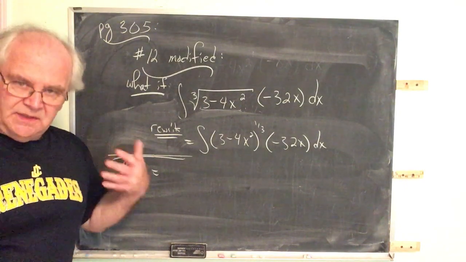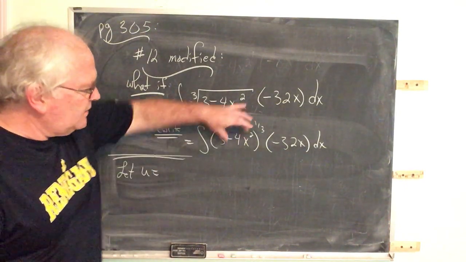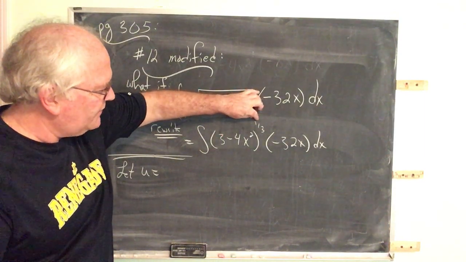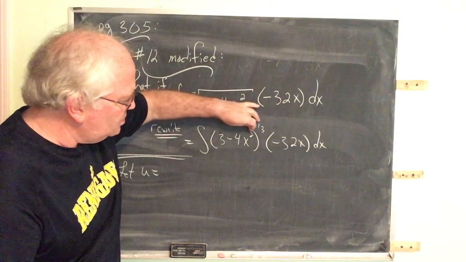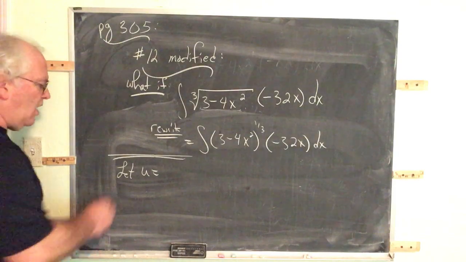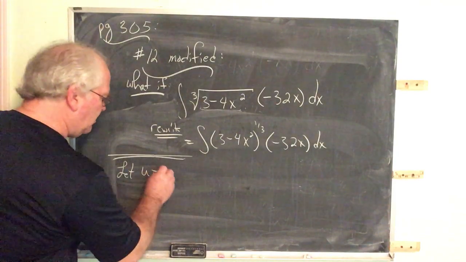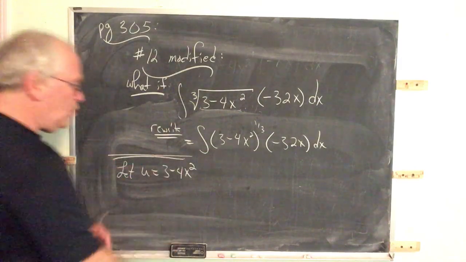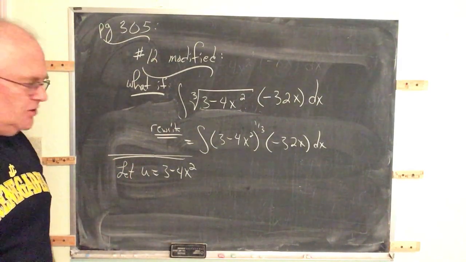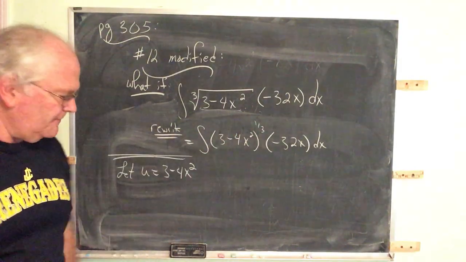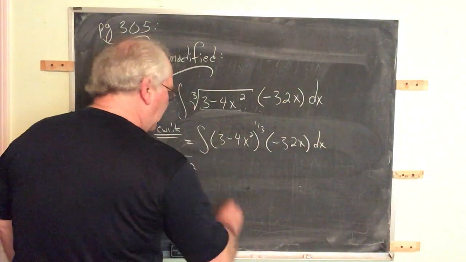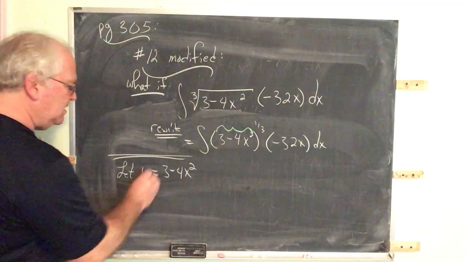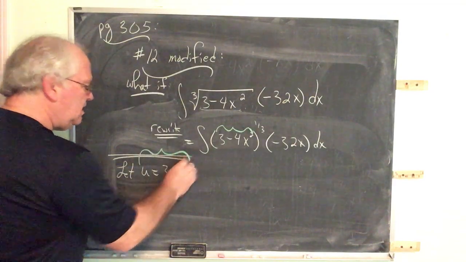Let u equal, using the same principles as before. It's the quantity being raised to a power. It's the function being acted on by another function. It's the larger of the two degrees. All those bells ring to say let u equal 3 minus 4x to the second. Now, we need to find the differential and account for everything that's up here. What we have so far, that piece is accounted for here.